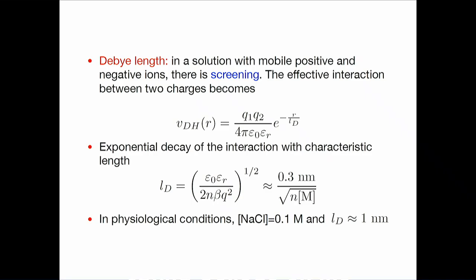No, so there are two effects. One comes from here, from this 1 over epsilon r. When epsilon r increases, of course, it increases the range of the Coulomb interaction by increasing the Debye length, but it decreases the strength. The strength of the Debye-Huckel interaction goes like 1 over epsilon r. So if epsilon r is large, the strength is very small. On the other hand, the range is slightly increased by this square root of epsilon r. So it's not an intuitive understanding.